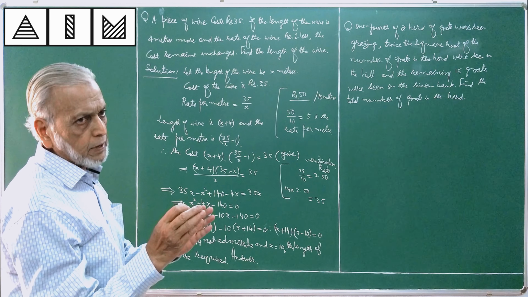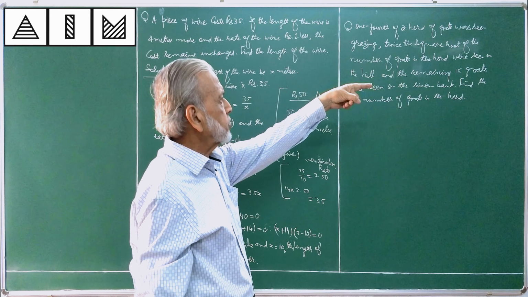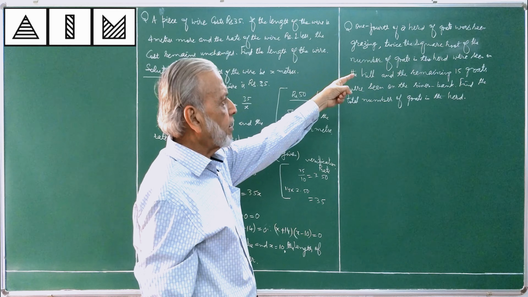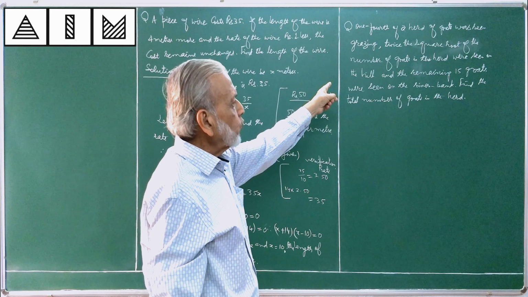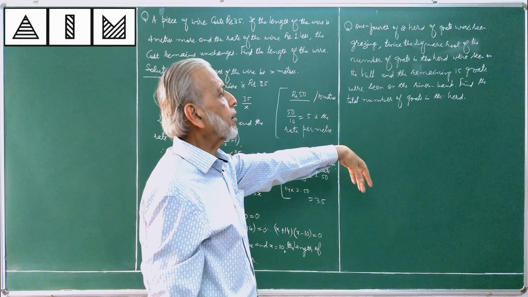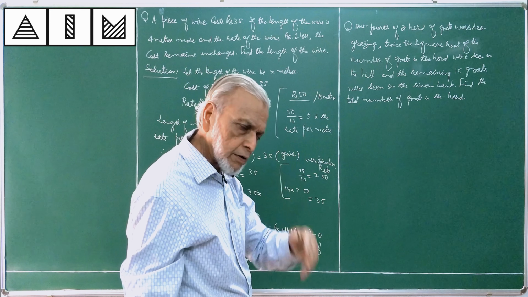What is the total number of goats in the herd is not given. 1/4 of a herd of goats was seen grazing, twice the square root of the original number were seen on the hill, and the remaining 15 goats are before you on the river bank. Find the total number of goats in the herd, please see.